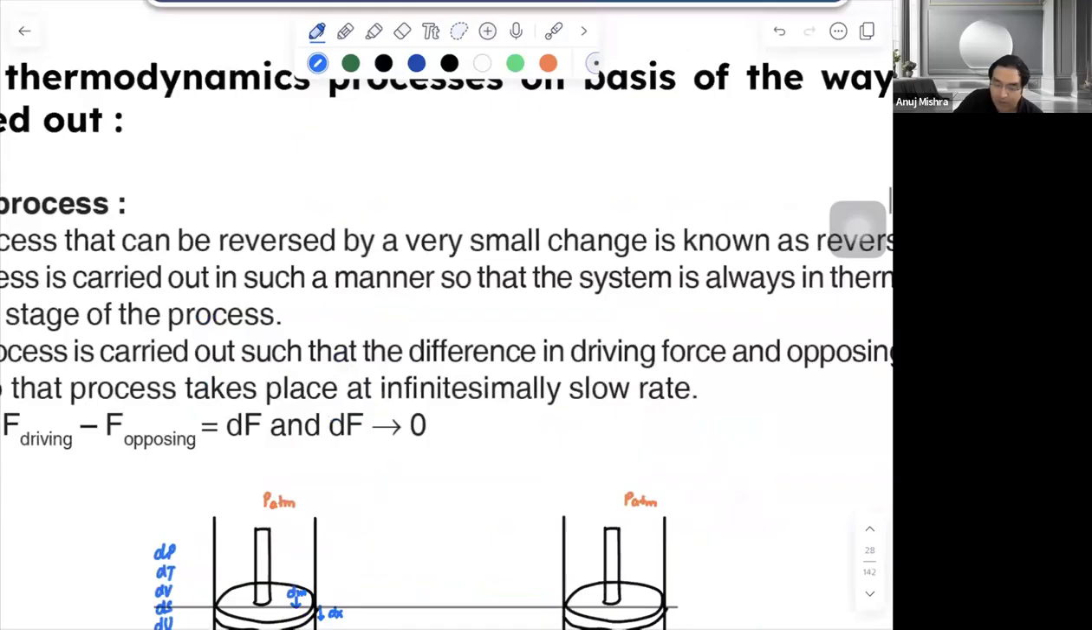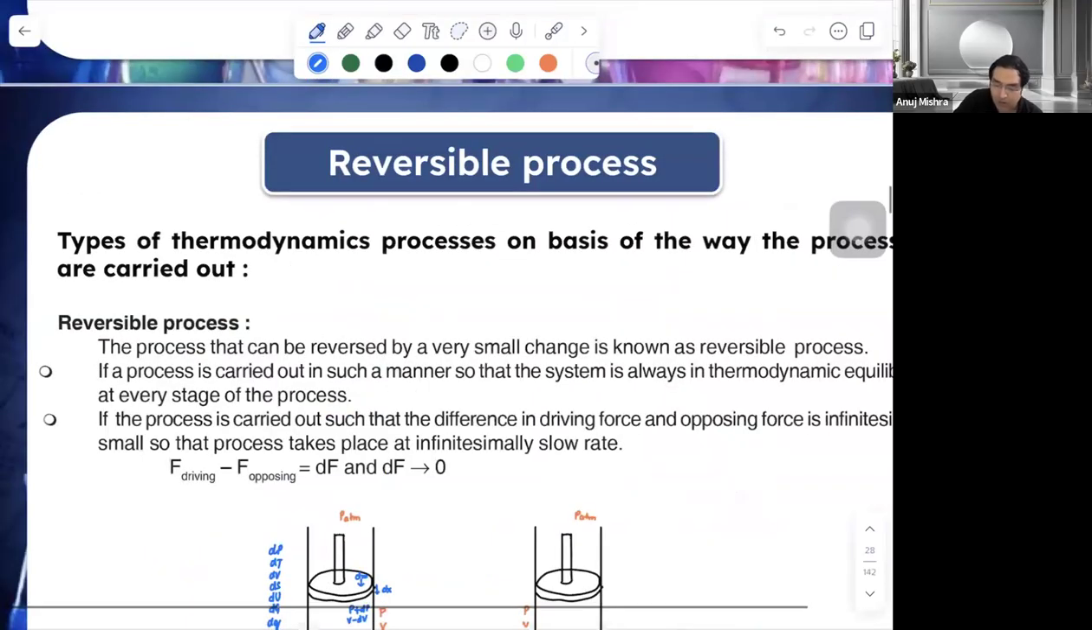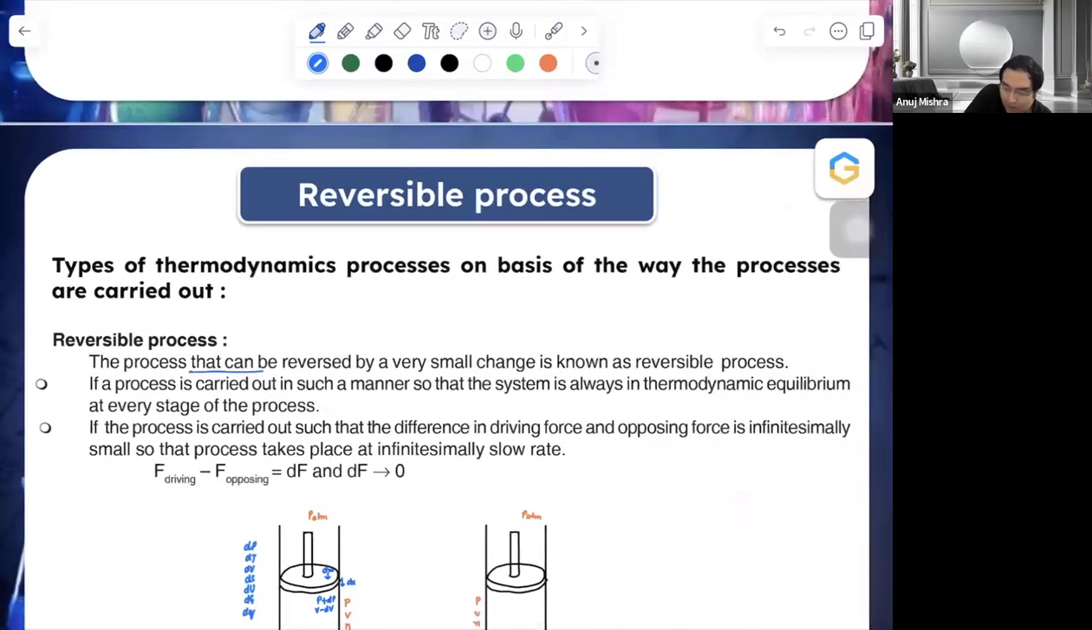So write down reversible process. The process that can be reversed by a very small change is known as reversible process. The process is carried out in such a manner so that the system is always in thermodynamic equilibrium at every stage of process. At every moment it is in equilibrium.